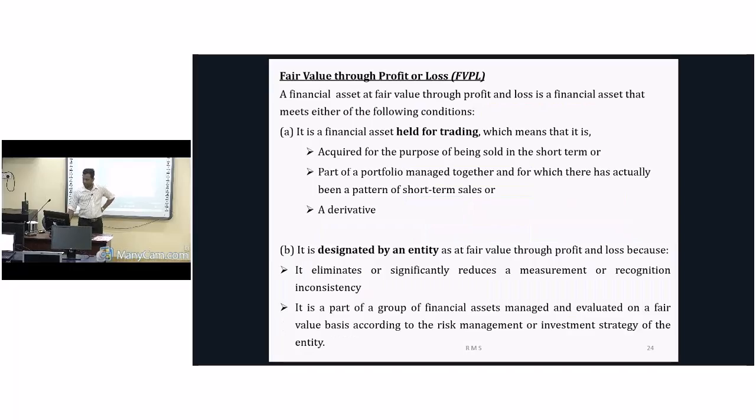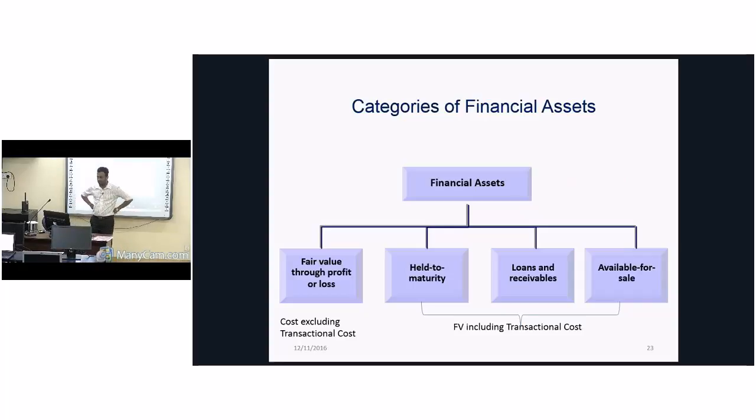Thereafter we came to the classification of financial instruments according to IAS 39, the previous one. Actually not previous, we are still using IAS 39. We will apply IFRS 9 from 2018 onwards, but anyway we do it now, right? Basically there are four types of financial assets: fair value through profit and loss account, held to maturity, loans and receivables, and available for sale. Fair value through profit and loss is initially recognized at fair value excluding transactional cost, and all the others we recognize initially at fair value including transactional cost.